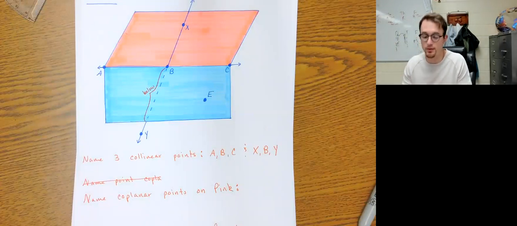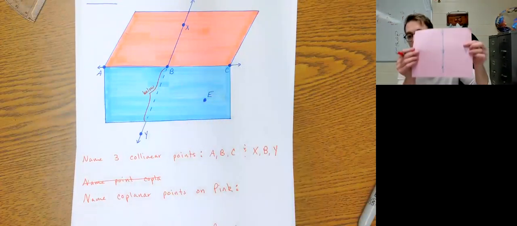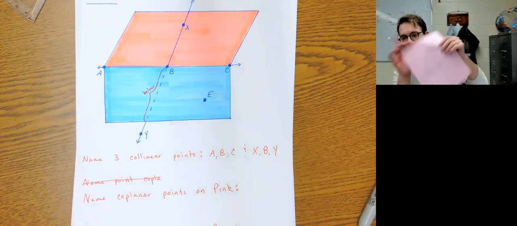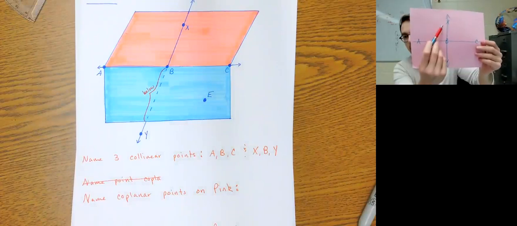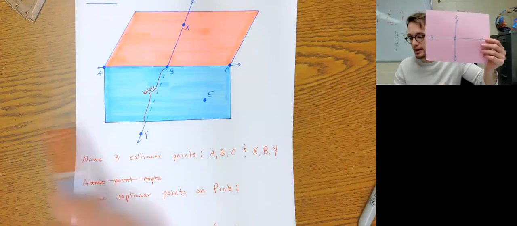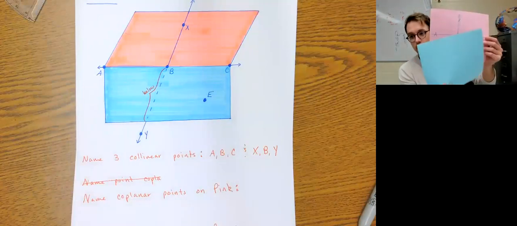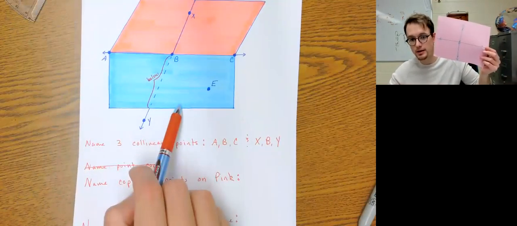Okay. So what is on this plane? All five of these points are actually on this plane. I got it upside down. I got X up top, I got B, and then I got Y below, and then this ABC line is where this blue plane connects. But the point is this line is on both of the planes.